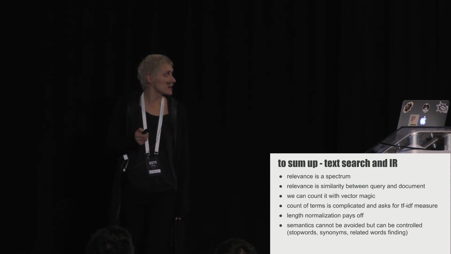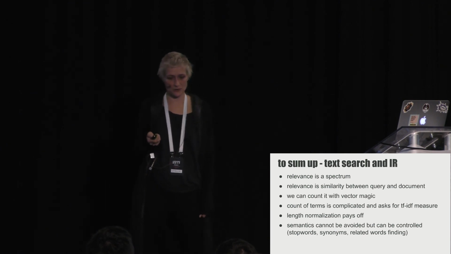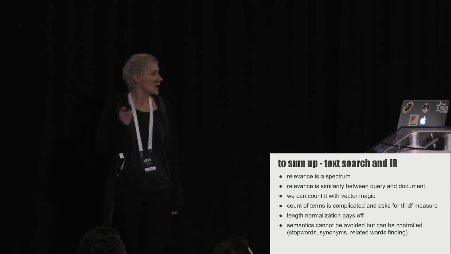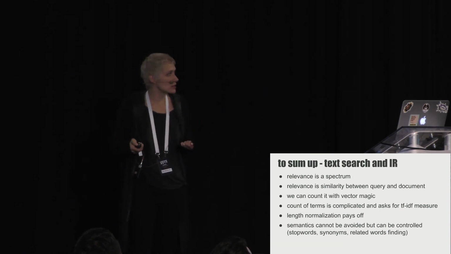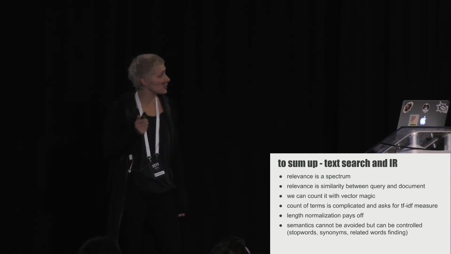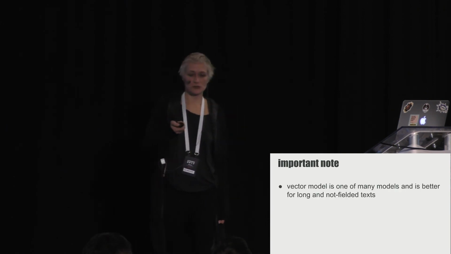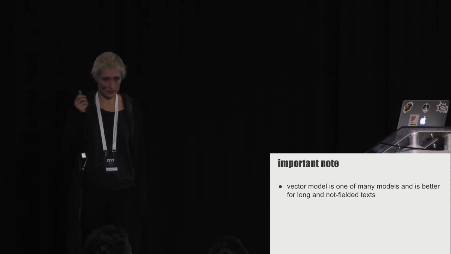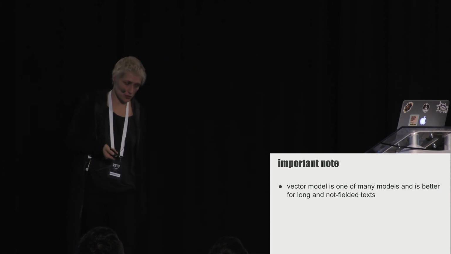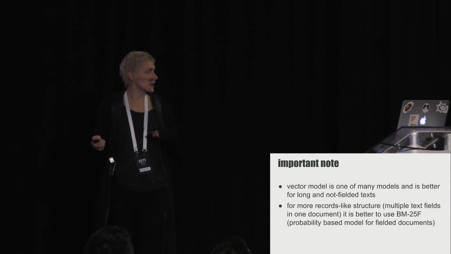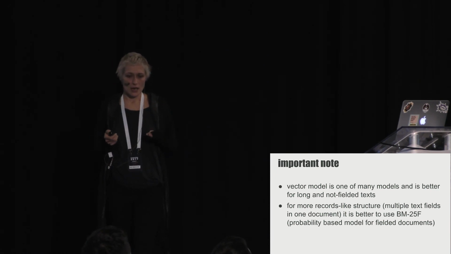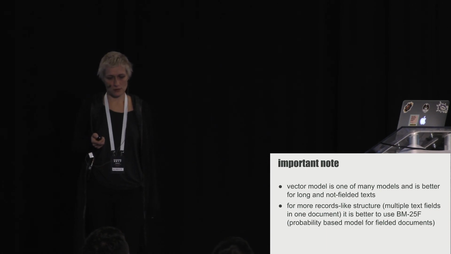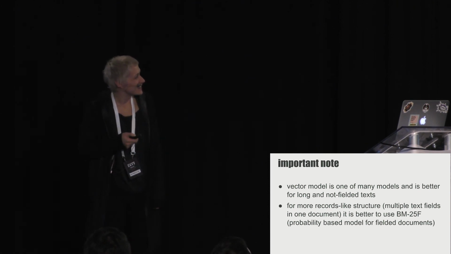And last but not least, semantics cannot be avoided, but we can control it to some extent with the use of stop words, synonym lists and related words finding. And yeah, we can, I don't know, prepare controlled vocabularies, and there is plenty of possibility here. Important note: the vector model, which we discussed, is one of many models, and it goes really well with long texts that are not that structured. For more record-like or database-like structures, it is better to use another model, which is called BM25F, which is probability derived. And yeah, that's the important note.